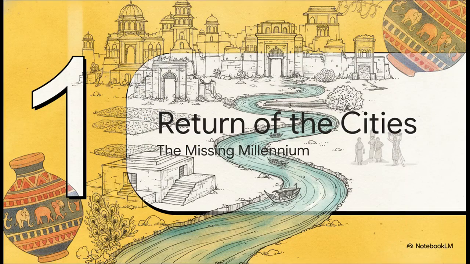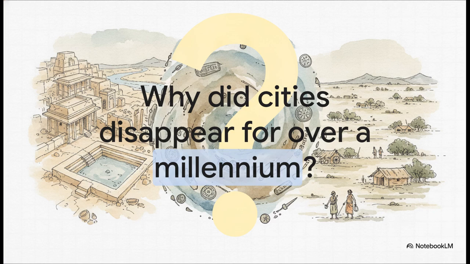All right, let's jump right into Section 1, Return of the Cities, the missing millennium. So, when we talk about ancient cities in India, we really have to acknowledge the first urbanization. That was the famous Harappan civilization, which was absolutely thriving between 2600 and 1900 BCE. But here's where it gets kind of weird. Following the decline of those great Harappan cities, urban centers just vanished, completely disappeared from the subcontinent. The bustling streets, the massive organized trade networks, poof, gone.